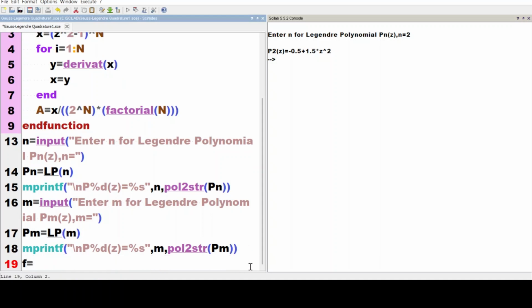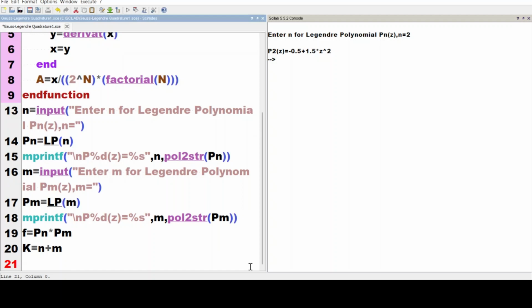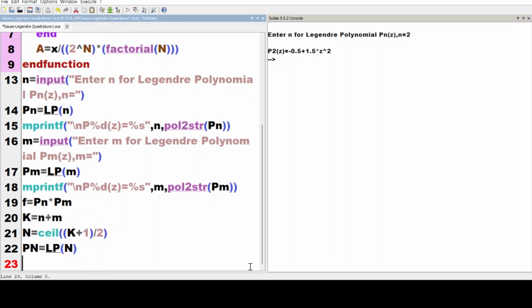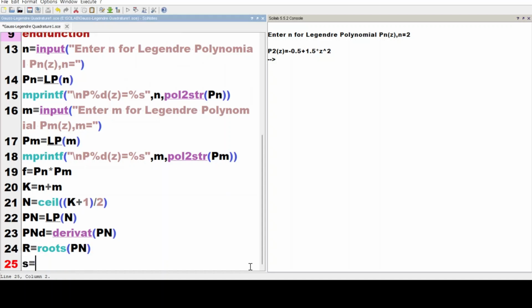Now we write f is equal to Pn multiplied by Pm, k is equal to n plus m, capital N is equal to ceil of k plus 1 divided by 2. Now we write Pn is equal to Lp of n, Pnd is equal to derivative Pn, r is equal to roots Pn, s is equal to 0.